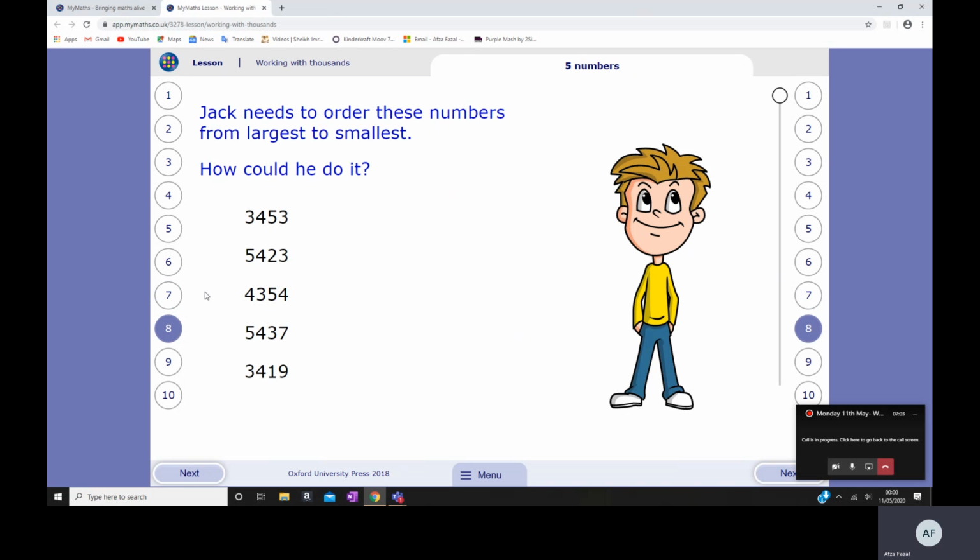Jack needs to order these numbers from largest to smallest. How could he do it? Again, best way to do it is your place value. You look at each digit, you arrange it in a place value grid, and then you order it from there. The best way for you guys to do it is if you practice it on here, practice with pen and paper, and then have a go at your task. If you need to do any working out at home, just do it on pen and paper or on your iPad or on the side somewhere, and then you can get on with the task.